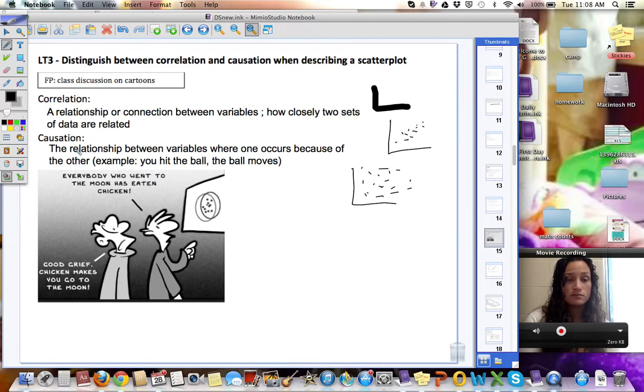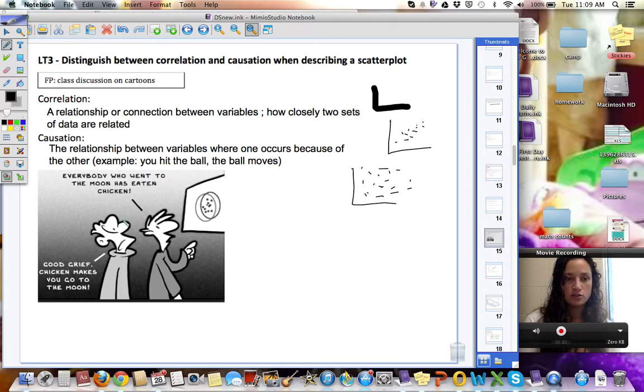Causation. It's a relationship between variables where one occurs because of the other. So for example, like just in general, if I'm playing golf, if I hit the ball, it's going to move. Hitting the ball causes the ball to move. It directly causes that to happen.